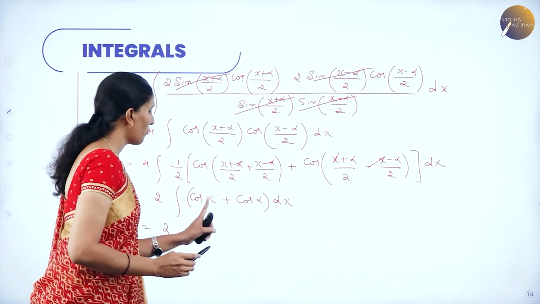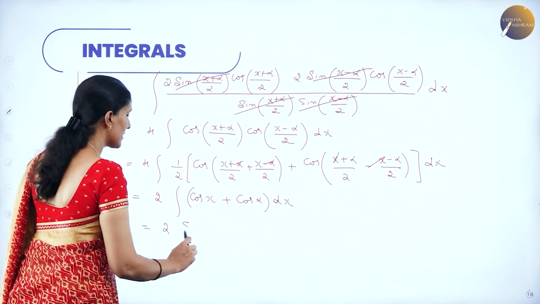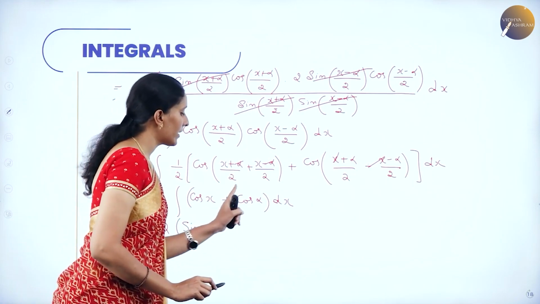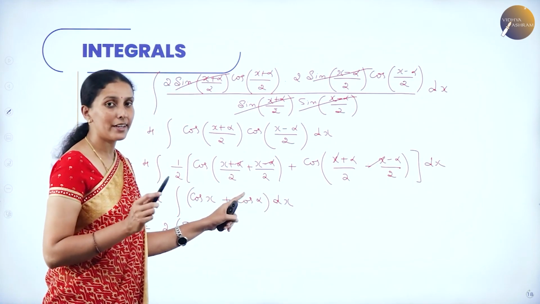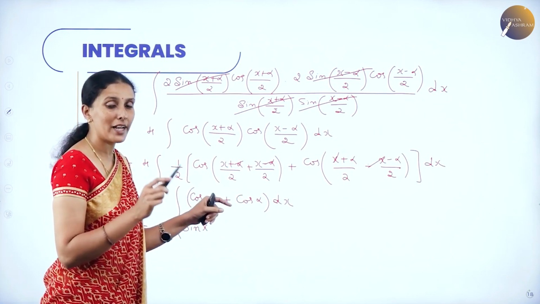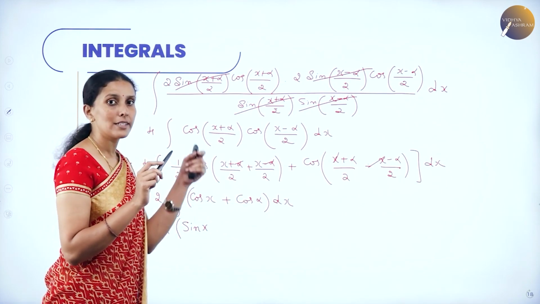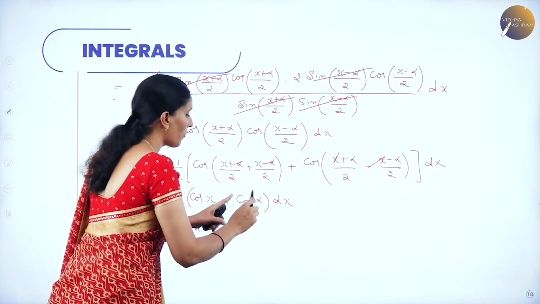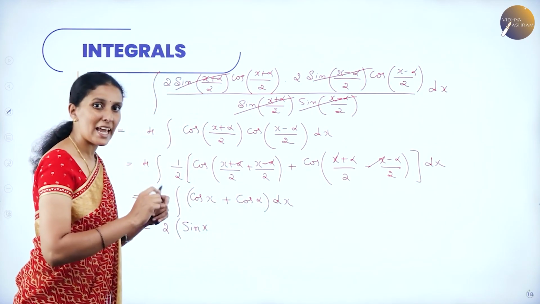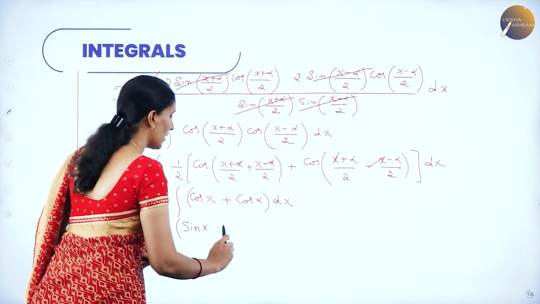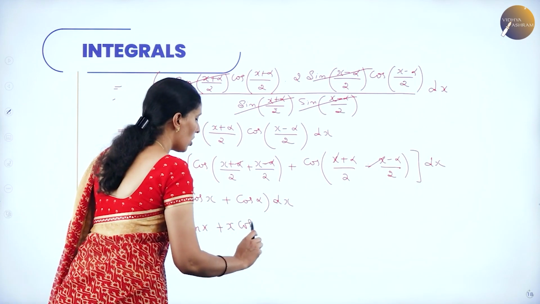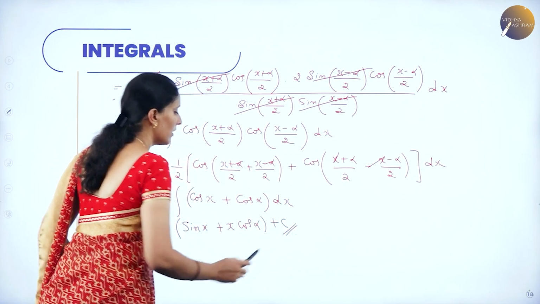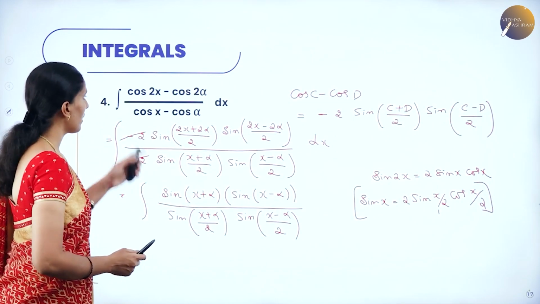Next we have here 2 into, what is integration of cos x? So cos x is sin x. So the first one is done. Next we have integration of cos alpha. Do not write it as sin alpha because alpha is a constant. So obviously cos alpha becomes a constant function. So integration of constant with respect to dx is x into constant. So this becomes x into cos alpha, plus c. So this is the integral value of the given function.